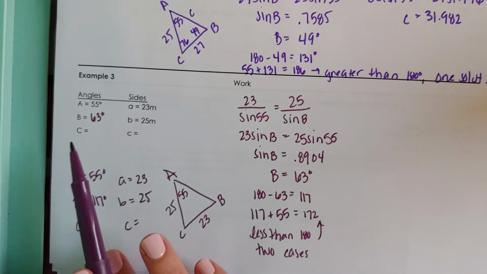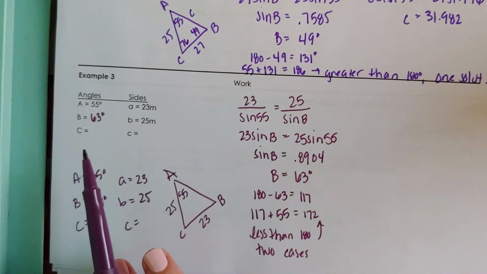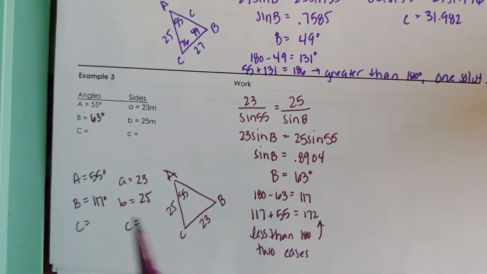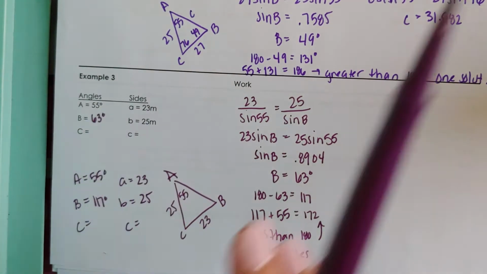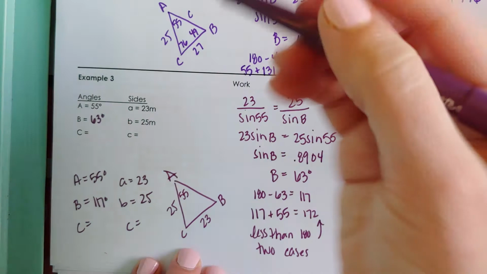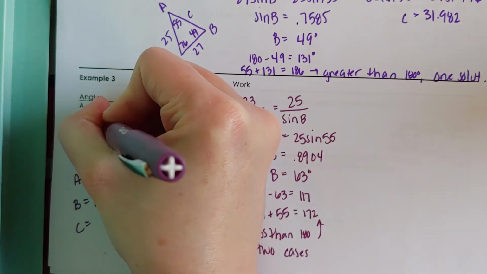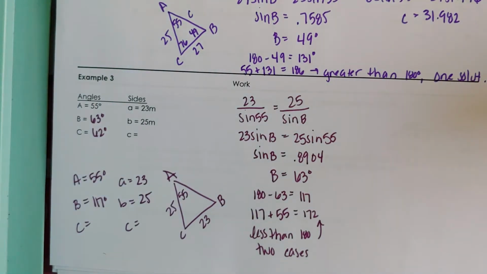Okay, so now I'm going to do case 1 first, just because I am. You could do case 2 first if you wanted. 180 minus 55 minus 63 is going to make C 62. Let me actually do case 2 in a different color. Actually, let's go ahead. We'll finish case 1 and then we'll go to case 2.